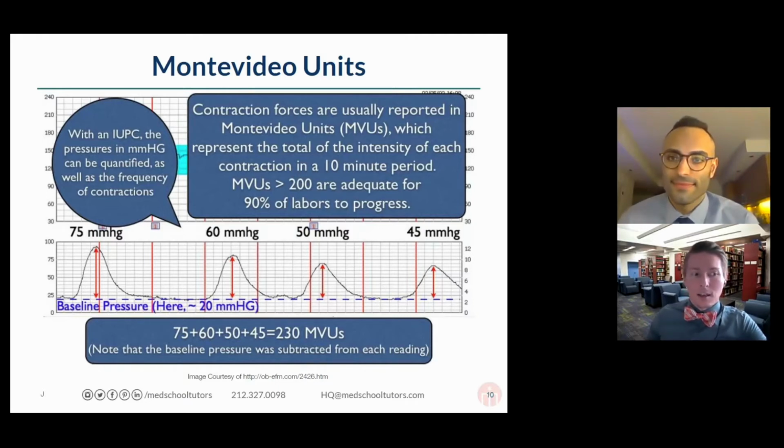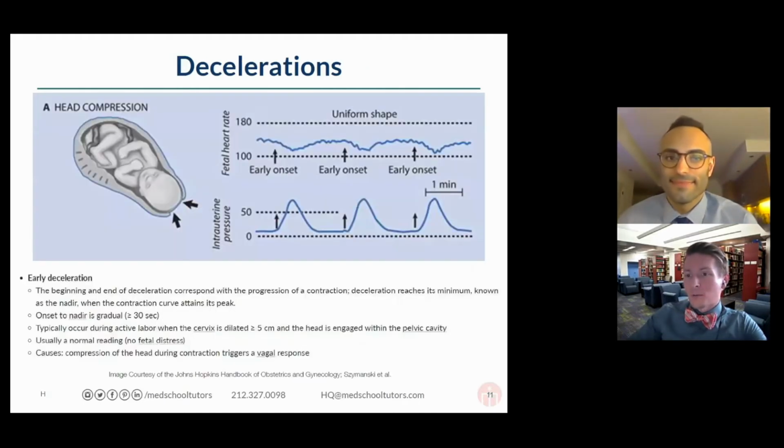Now we have to kind of talk about decelerations a little bit, which is when the heart rate is going to slow down. So 3 different types of decelerations. Sam, you want to take us through our first one here, which are the early decelerations? Right. So 3 decelerations. The first one we want to talk about is an early deceleration.